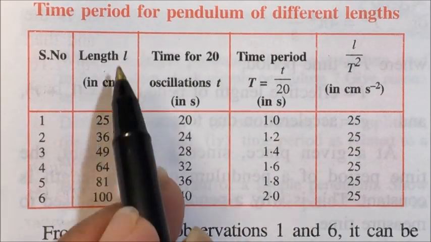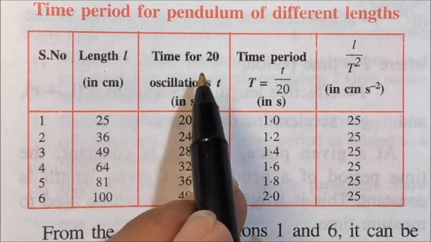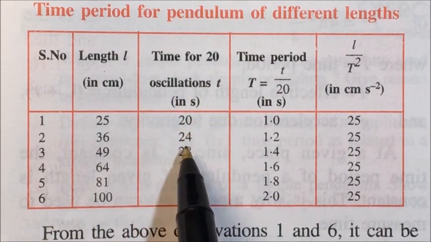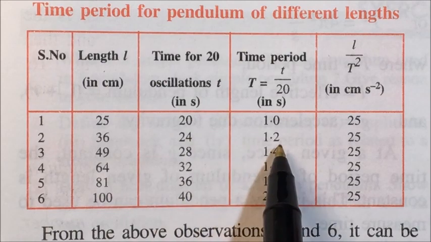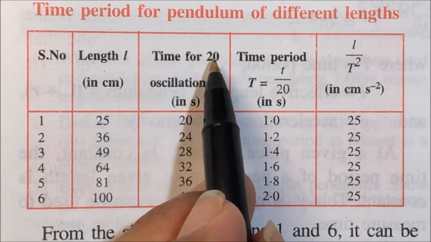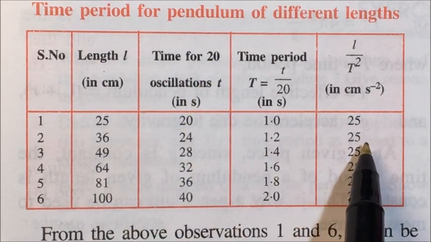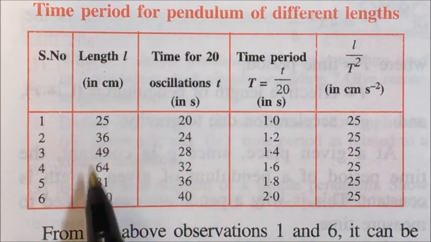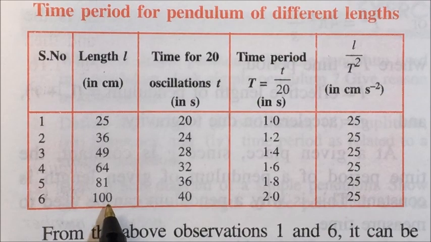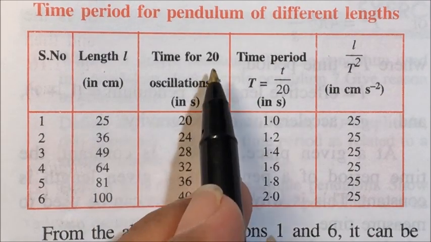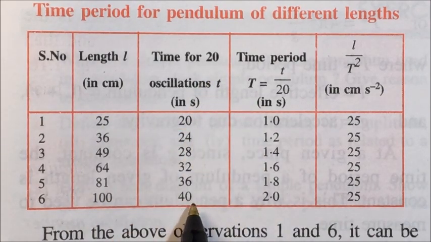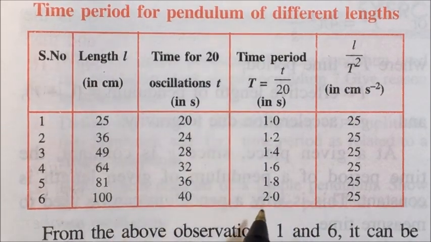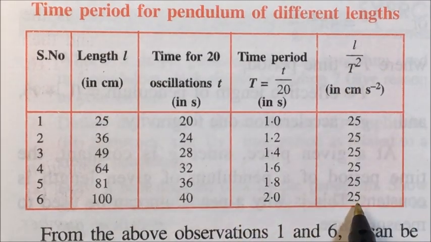Now for the second, when we change the length to 36, again for 20 oscillations we calculate the time, and that came out to be 24 seconds. Now the time period we can calculate: 24 divided by 20, 1.2. We calculate L upon T square. Similarly for other lengths as well. When the length of the pendulum was 100 centimeter, the time taken was 40 seconds for 20 oscillations. For one oscillation it will be 2 seconds, and we calculated L upon T square.